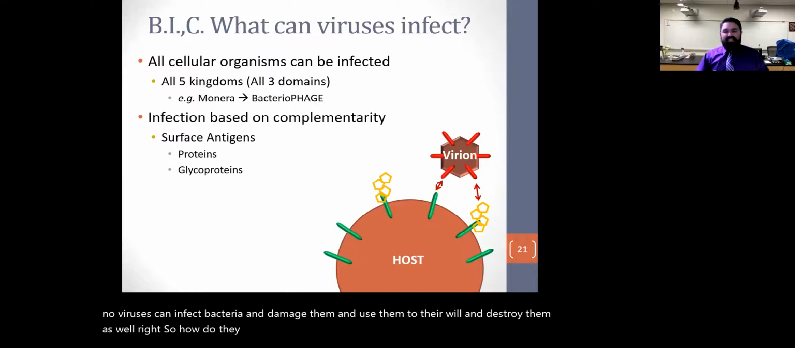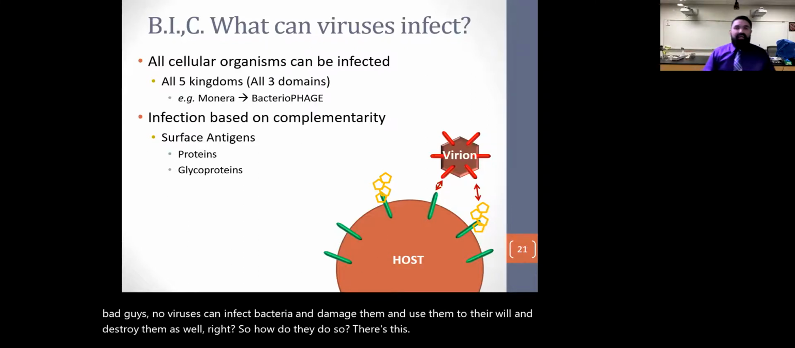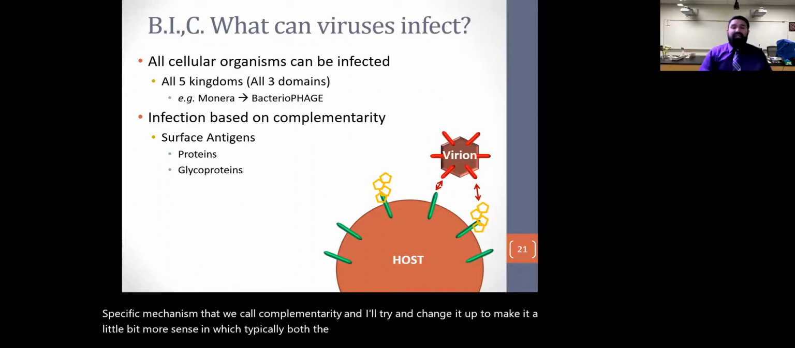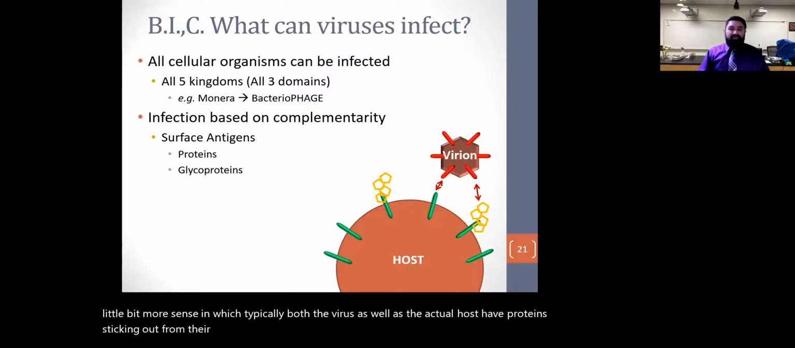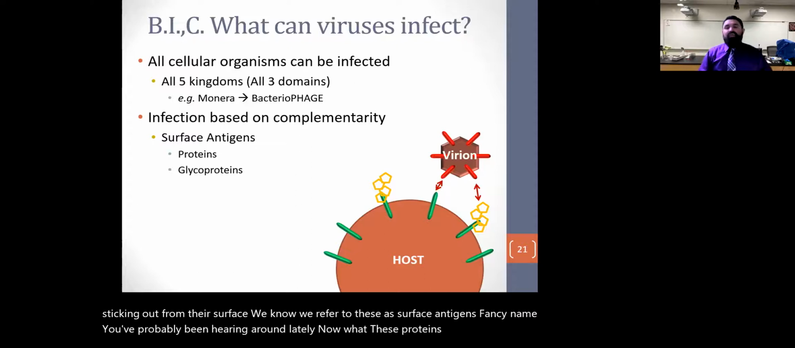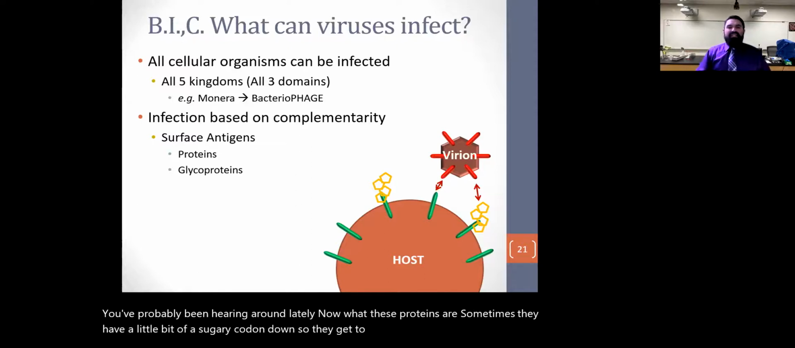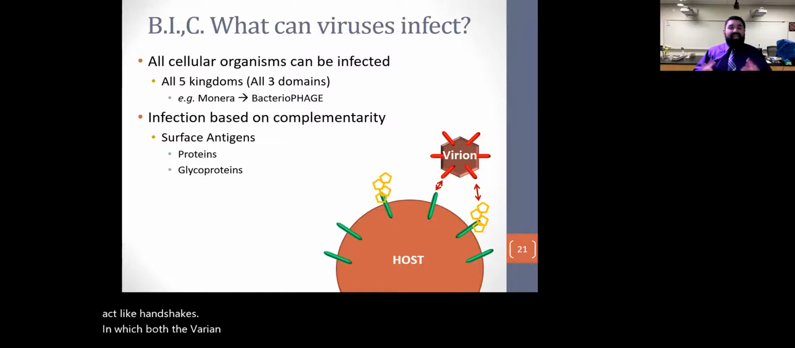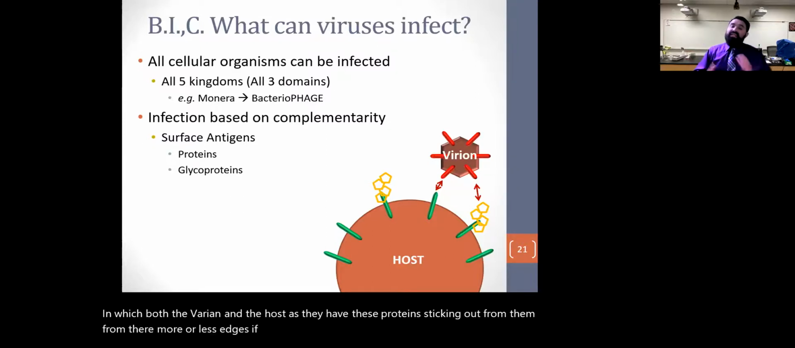Well, there's this specific mechanism that we call complementarity, and I'll try to change it up to make a little more sense. Typically both the virus and the actual host have proteins sticking out from their surface. We normally refer to these as surface antigens, a fancy name you've probably been hearing around lately. Sometimes they have a little bit of a sugary coat on them, so they get called glycoproteins. They act like handshakes, in which both the virion and the host, with these proteins sticking out from their edges, can recognize each other.